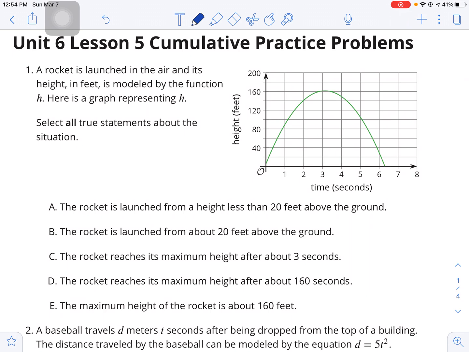A rocket is launched in the air and its height in feet is modeled by the function h. Here is a graph representing h. So we want to select all statements about the situations that are true. Looking at A, we'll go through them one by one and decide whether we want to circle them or not. The rocket is launched from a height less than 20 feet above the ground.